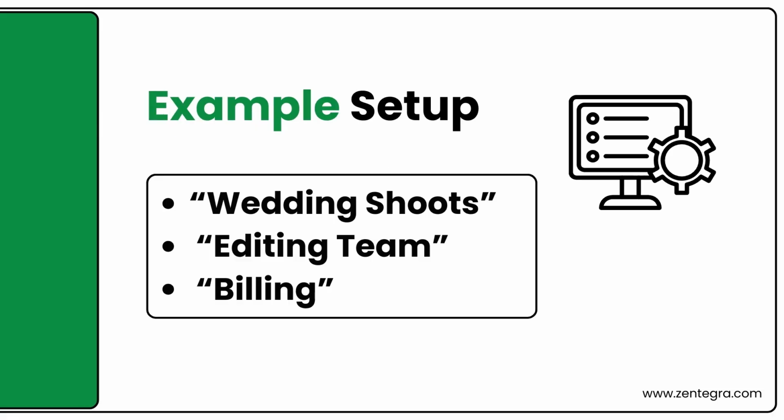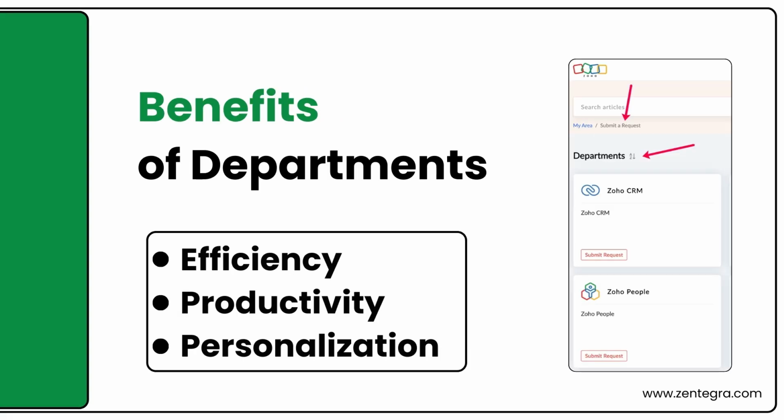Use separate departments for each major service category, like wedding shoes, editing team, or billing. This ensures tickets automatically route to the correct specialists. Well-structured departments improve efficiency, enhance agent productivity, and allow your business to deliver faster, more personalized support experiences.